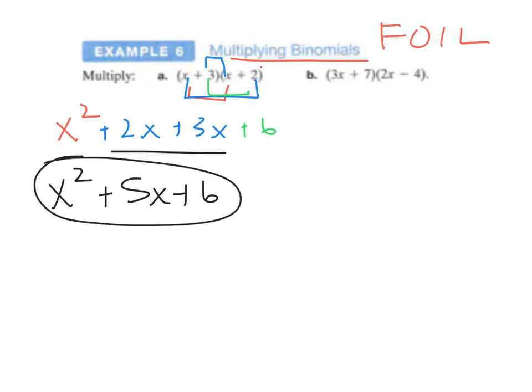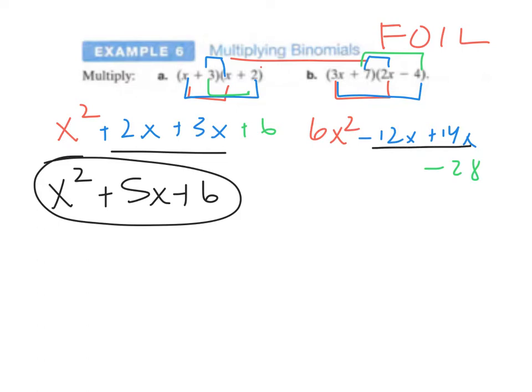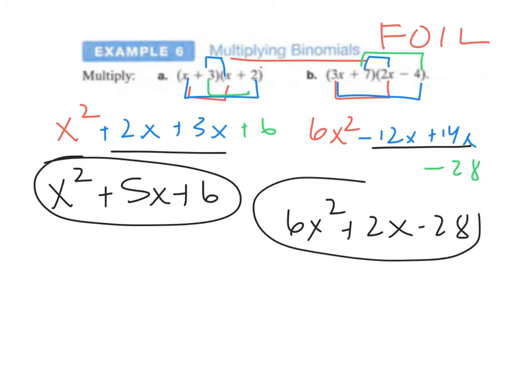So multiplying a binomial involves a little bit more. So let's go through the same process. First times first, which is 6x squared. Outside times outside, negative 12x. Inside times inside is 14x. And then my numbers give me a negative 28. Combining my like terms, I get a 2x. So I get 6x squared minus 2x minus 28. So all multiplying binomials means is using the FOIL method.